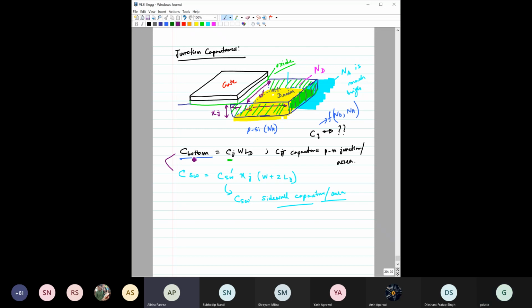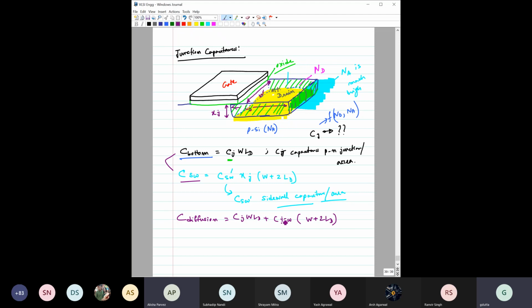So this is C bottom, which is associated with the bottom part of this, and the CJSW because of these three sidewalls. All these capacitances arise because of this N plus diffusion. So overall, they are called C diffusion or diffusion capacitance, right? So C diffusion would be the summation of these two, C bottom times LD plus CJSW into W plus 2LD.